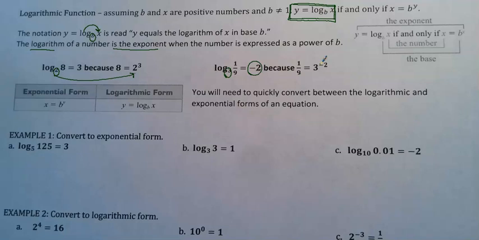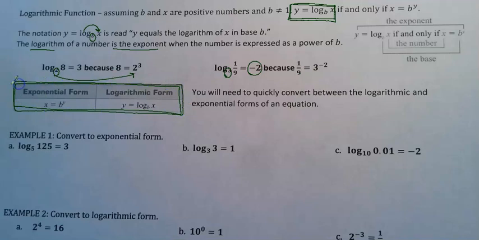Okay, so here we have this great chart that gives us a comparison so we can go back and forth between exponential form and logarithmic form. Exponential is x equals b to the power of y. The logarithmic form is y equals the log of x in base b. So you'll need those to quickly convert between logarithmic and exponential forms of an equation.